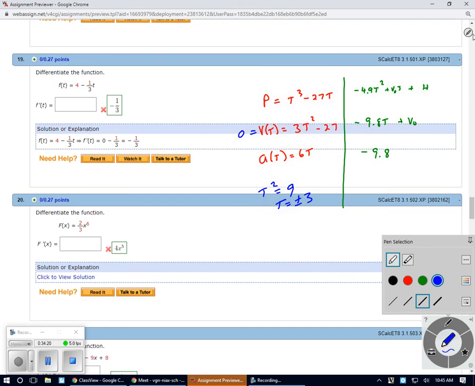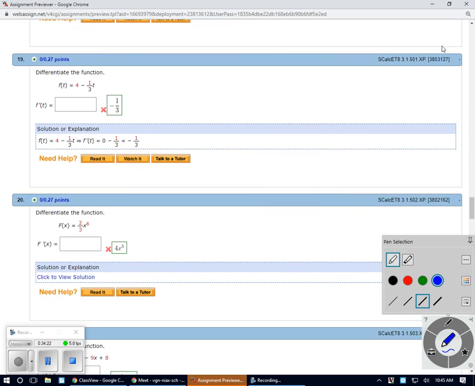All right, here we go. Another one. Another one bites the dust. Okay. So 4, 0. Multiply 1 in front, you get negative 1/3 t to the 0, which is 1/3, because anything to the 0 is 1.